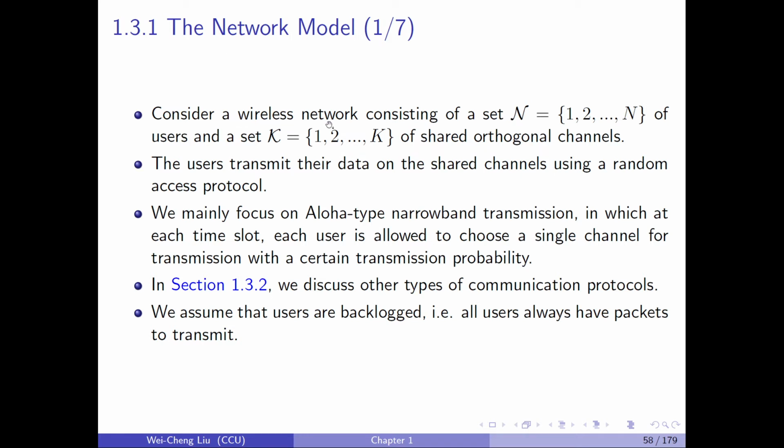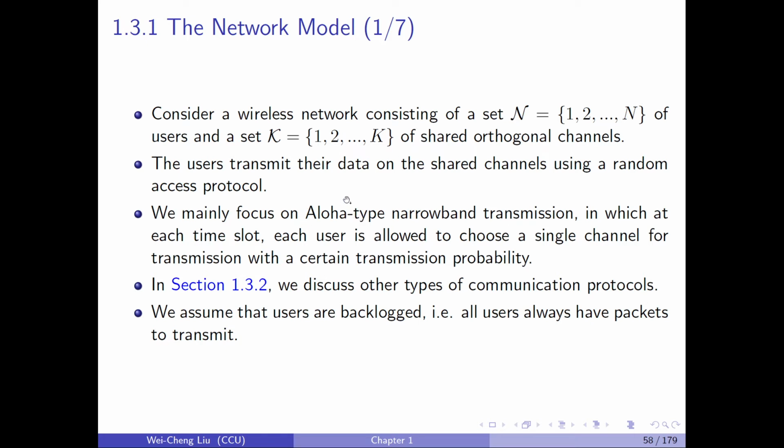Consider a wireless network consisting of a set N, which is equal to 1, 2 to capital N, of users, and a set K, which is equal to 1, 2 to capital K, of shared orthogonal channels. The users transmit their data on the shared channels using a random access protocol. We mainly focus on Aloha type narrowband transmission.